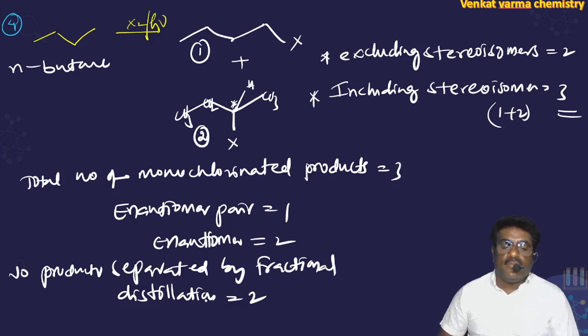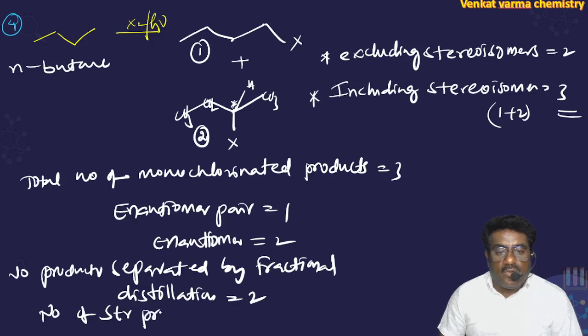Next is the number of structural products. Number of structural products are 2. Number of chiral products are also 2 for n-butane. See. Have a look for next example.